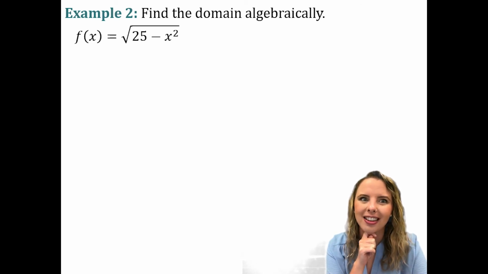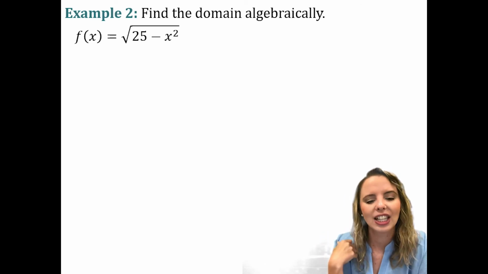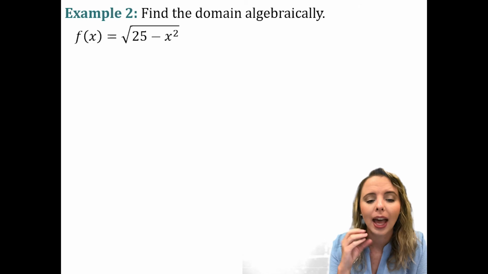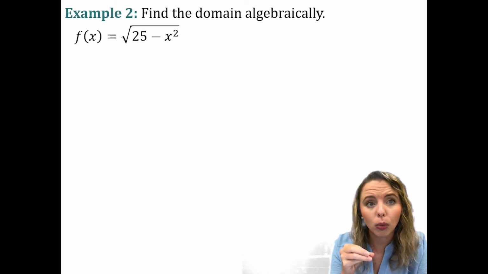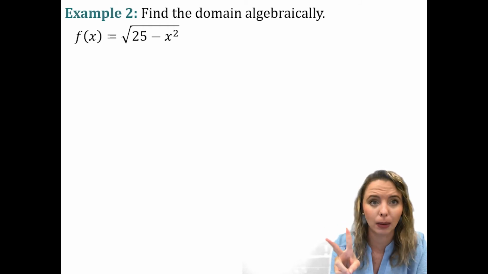Complex will be coming up soon, so don't get too sad. It's coming. Okay, so we have 25 minus x squared underneath the square root. We need to make sure that that expression, that binomial, either equals 0 or it equals something that's positive.